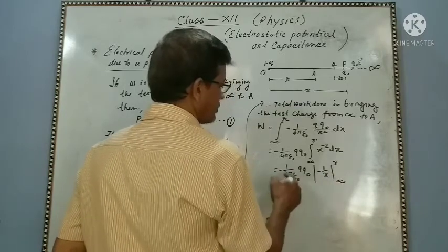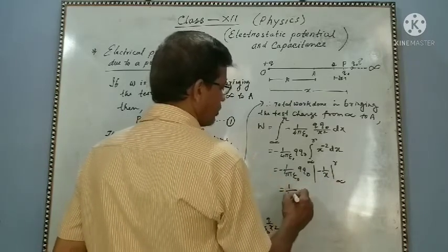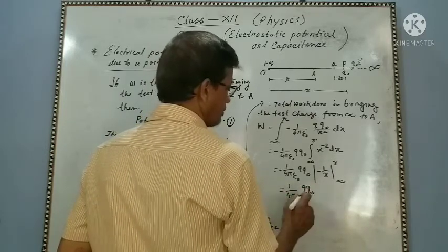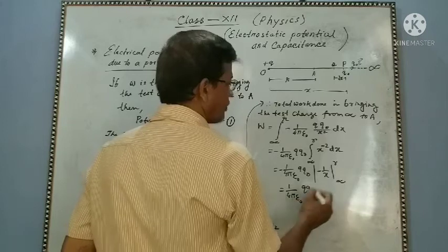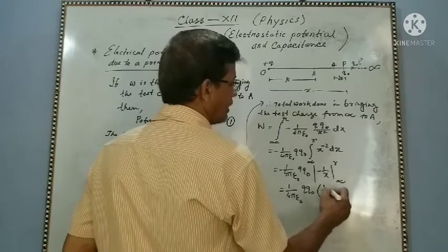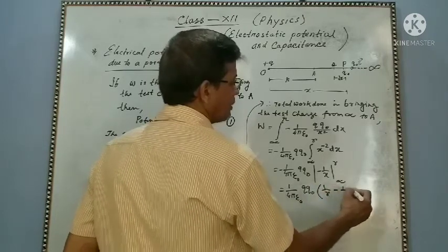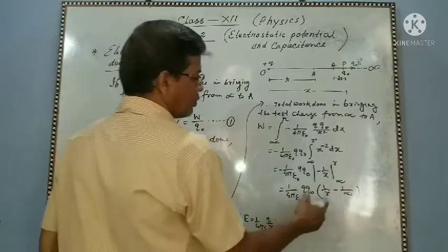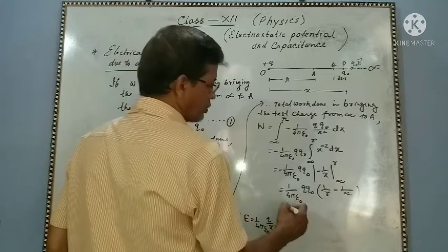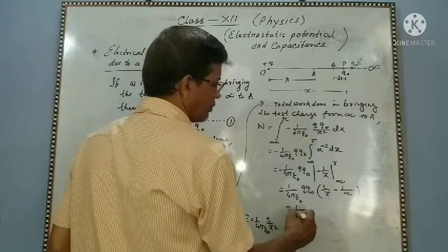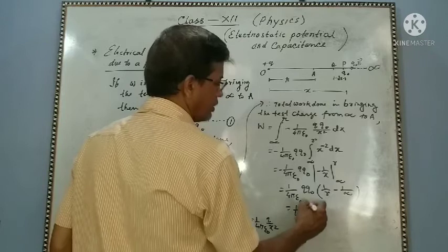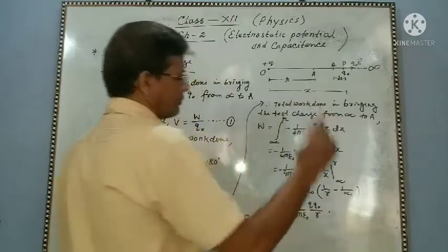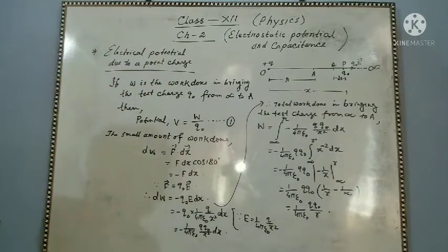So this minus plus 1 by 4 pi epsilon naught q naught, 1 by r minus 1 by infinity, upper limit minus lower limit. First upper limit minus lower limit. 1 by infinity means 0, so it will be 1 by 4 pi epsilon naught q naught by r. This is the work done.